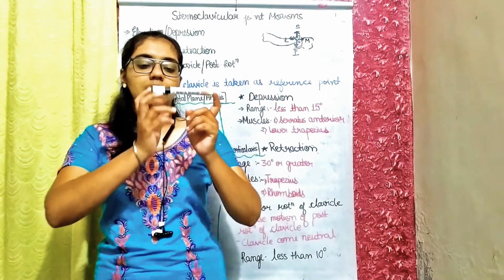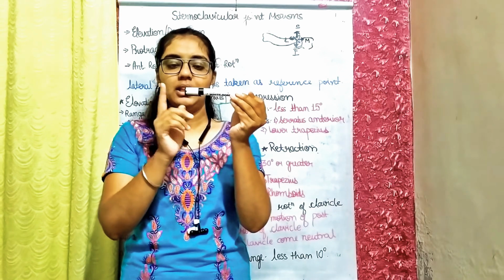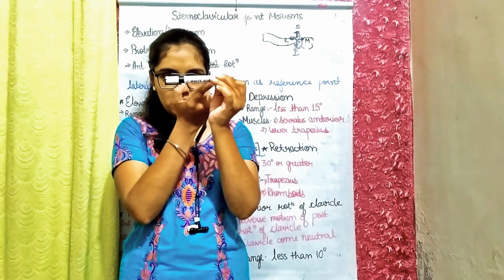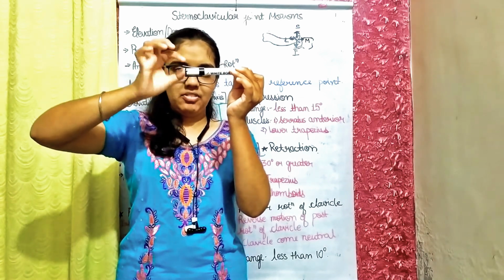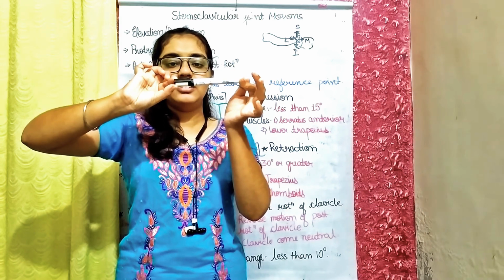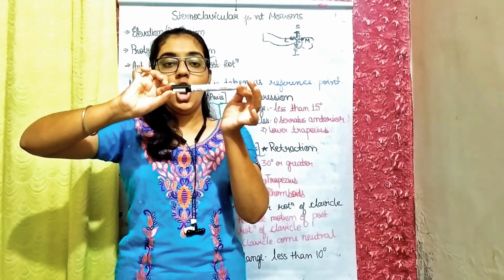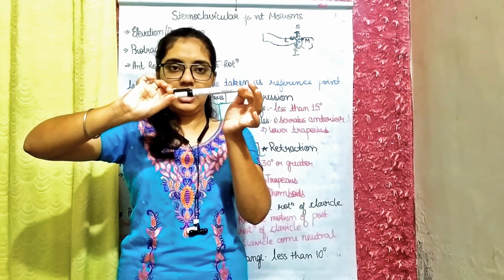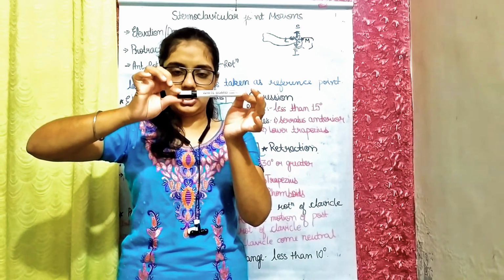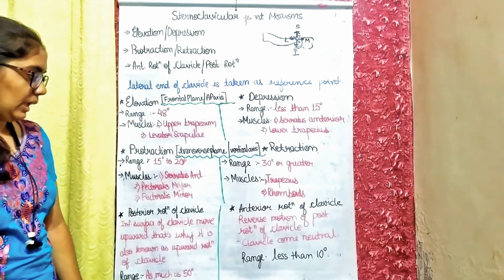For example, take this pen as a clavicle. This is the medial end of the clavicle, this is the lateral end of the clavicle, and this is the inferior surface of the clavicle. If this inferior surface of the clavicle moves upward, then this type of motion is known as posterior rotation of clavicle or upward rotation of clavicle. The range of motion is as much as 50 degrees.